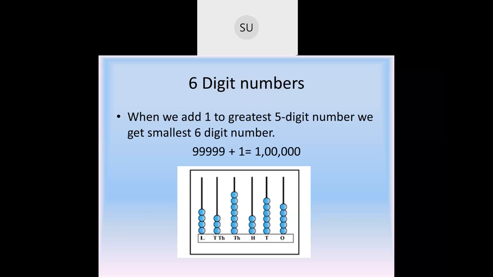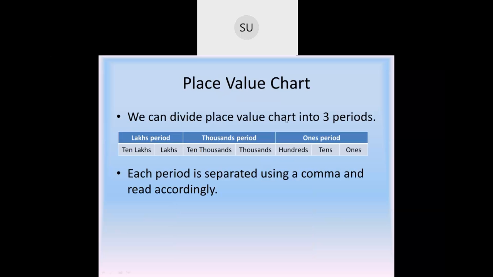Then we have six-digit numbers. What are six-digit numbers? When you add one to the greatest five-digit number, which is 99,999, we get the smallest six digit number. So 99,999 plus 1 will give you 1 lakh. Okay, so we saw the place value chart. You can divide the place value chart into three periods: ones period, thousands period and lakhs period. Ones period has the places ones, tens and hundreds. Thousands period has 1000 and 10,000, and lakhs period has lakhs and 10 lakhs. Each period is separated using a comma and read accordingly.